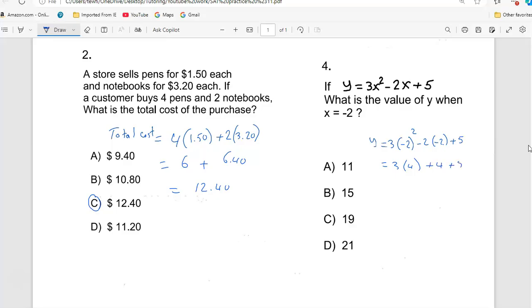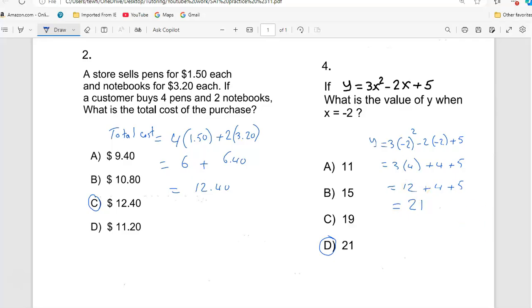4 plus 5. So we have 3 times 4 is 12, plus 4, plus 5. And that's going to give us 16. 16 plus 5, that is 21. And that is choice D.